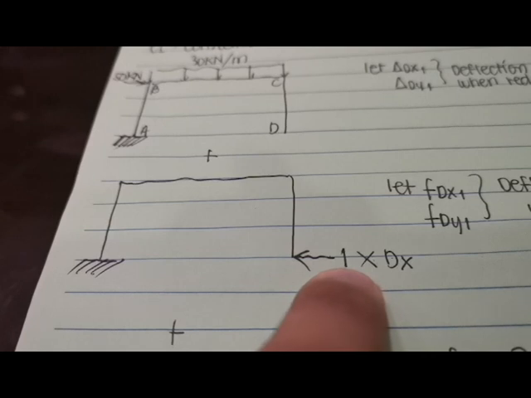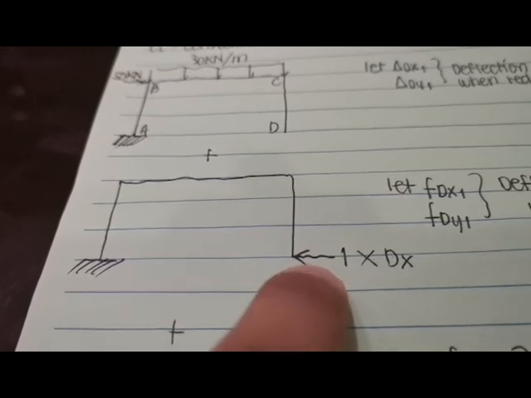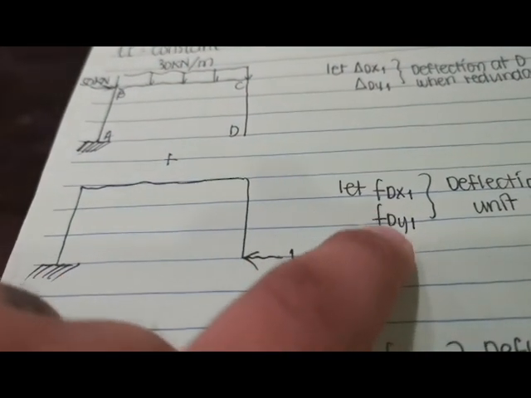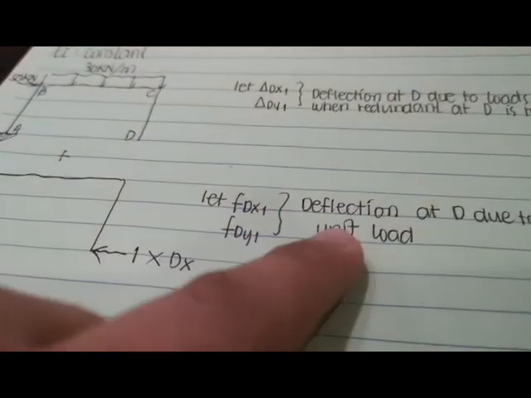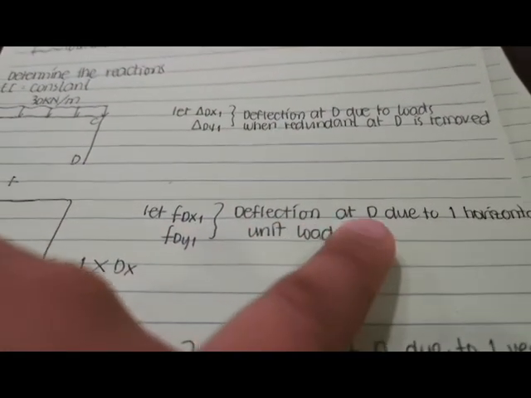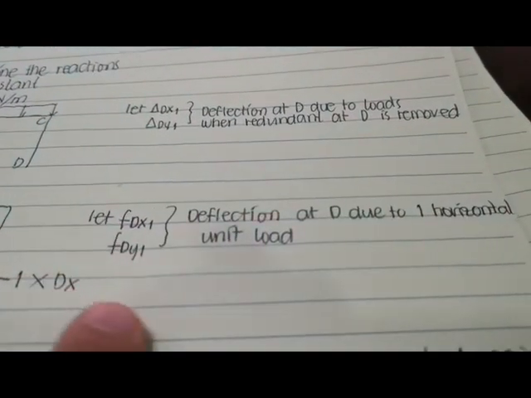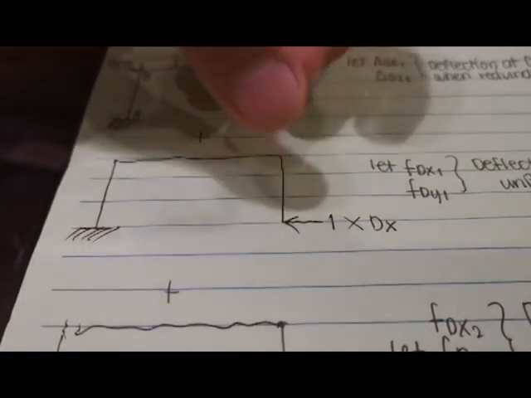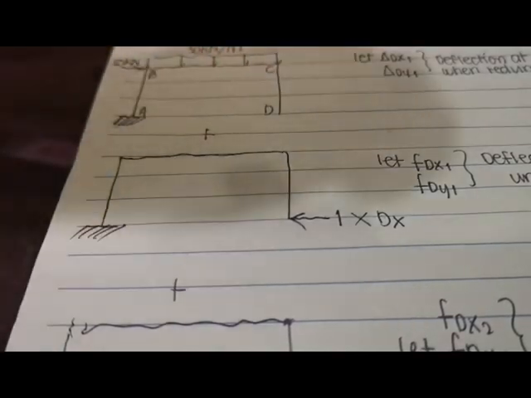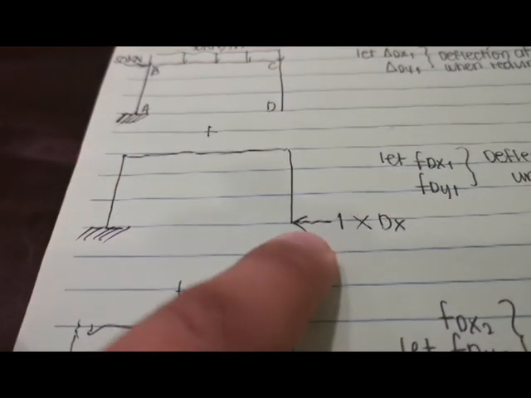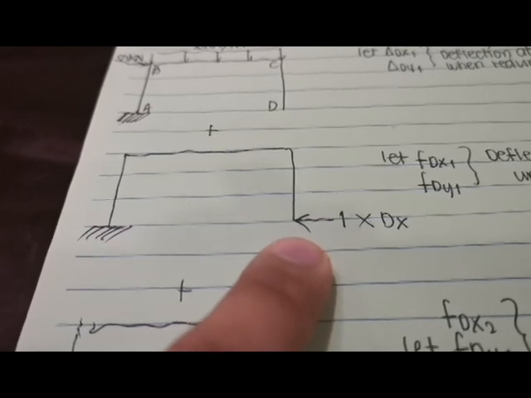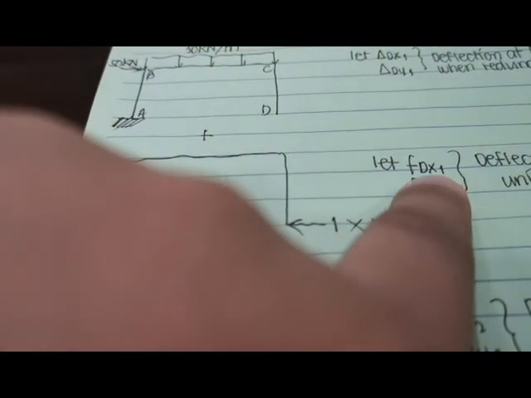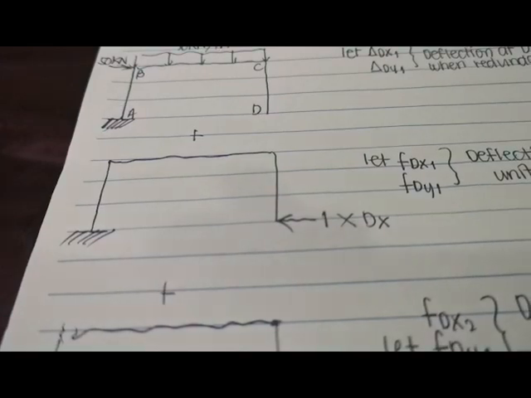So therefore, I apply a horizontal unit load going to the left, and then I let FDX1 and FDY1 be the horizontal and vertical deflection at point D due to the one horizontal unit load. So ulitin ko yung ginawa ko, nag-assume ako ng 1 unit load, and of course this load will normally cause deflection, and ang deflection niya will be denoted as FDX1 and FDY1.